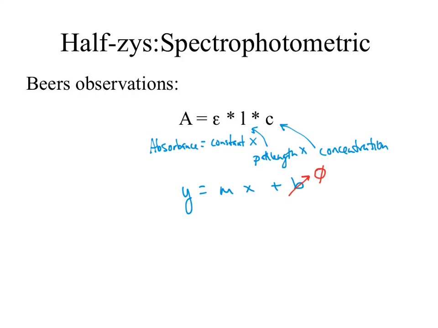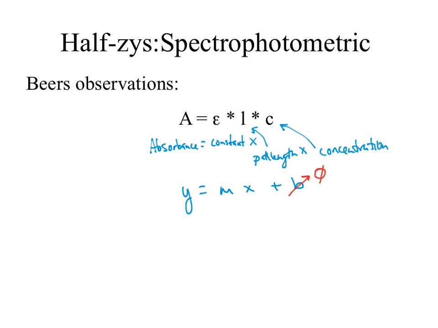If we have 0 things present to absorb light, what should happen to the light? Should it absorb any light? No, we should have a zero absorbance. So it makes sense that our y-intercept be 0, okay? Because zero concentration means zero absorbance.